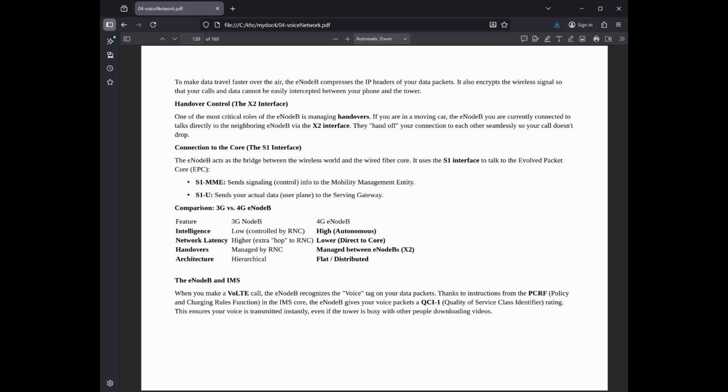This ensures your voice is transmitted instantly, even if the tower is busy with other people downloading videos.